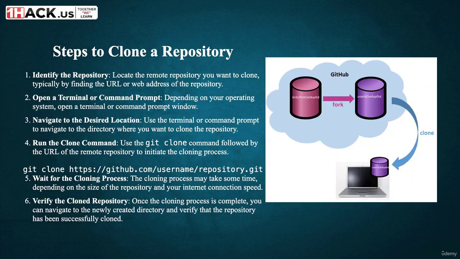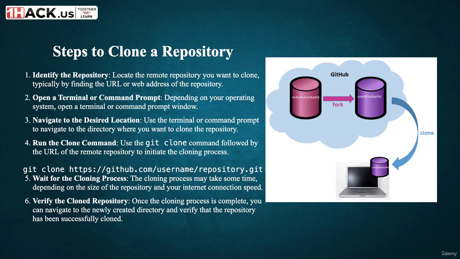To clone a repository, you first need to identify the remote repository you want to clone. This is typically done by finding the URL or web address of the repository. Next, you'll need to open a terminal or command prompt window on your local machine, depending on your operating system. Once the terminal or command prompt is open, you'll need to navigate to the directory where you want to clone the repository.